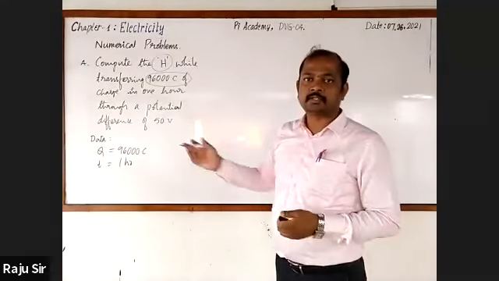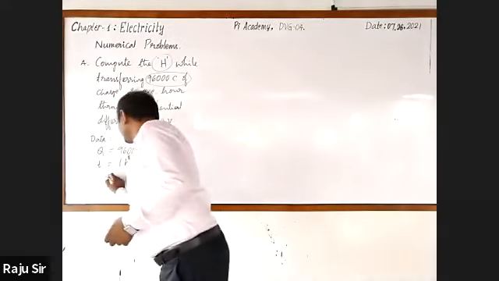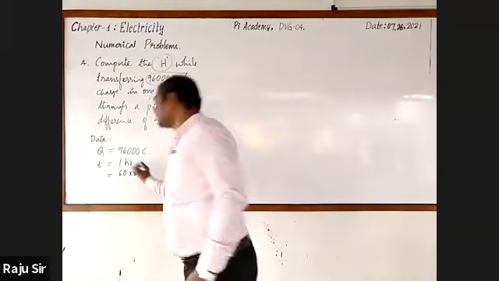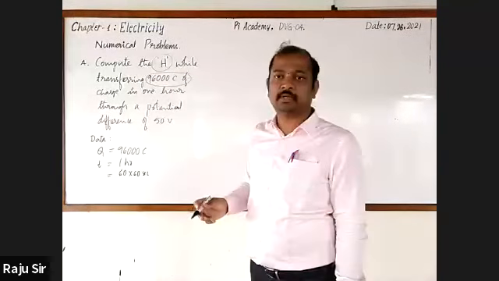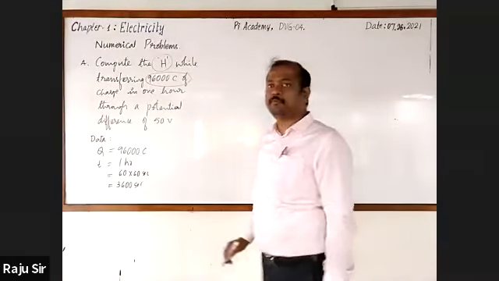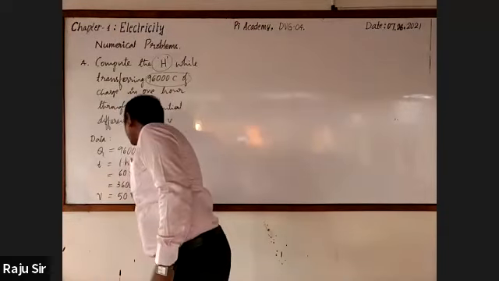Time, 1 hour. You can convert this into seconds because the SI unit of time is second. 1 hour is 60 minutes, and 1 minute is equal to 60 seconds. Hence you can write 60 into 60 directly. It can be written as 3600 seconds. Through a potential difference of 50 volts. Potential difference V is equal to 50 volts.